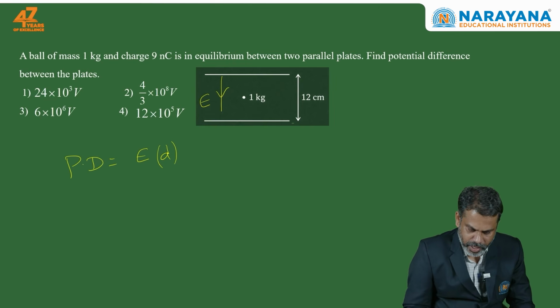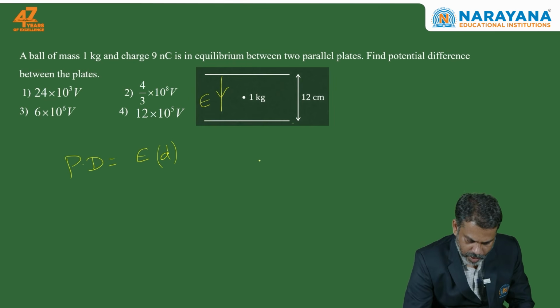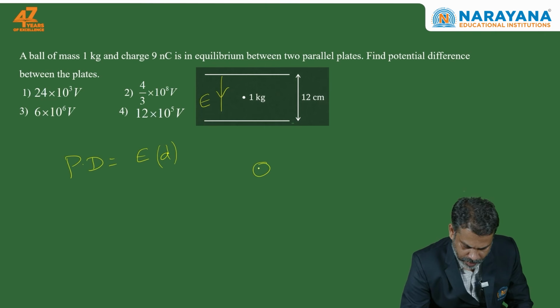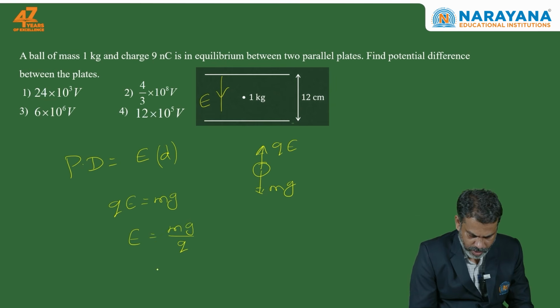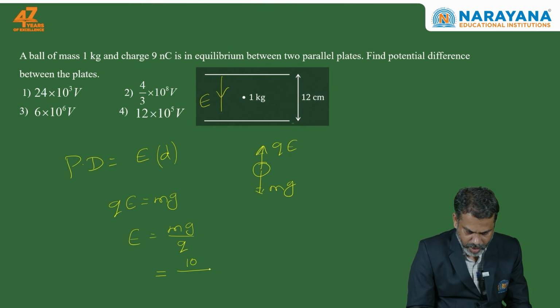So how can we get the E? From the equilibrium condition of the particle. So what are the forces acting on the particle? QE has to act against its weight mg, then only they can keep equilibrium. That means QE is equal to mg. E is mg by q, correct? M is given 1, g is taken 10, so it is 10 by q, 9 nanocoulomb. That means 9 into 10 power minus 9.